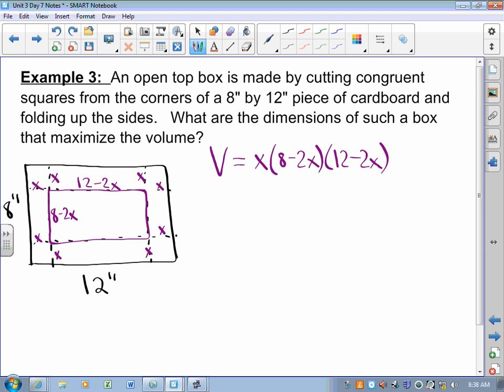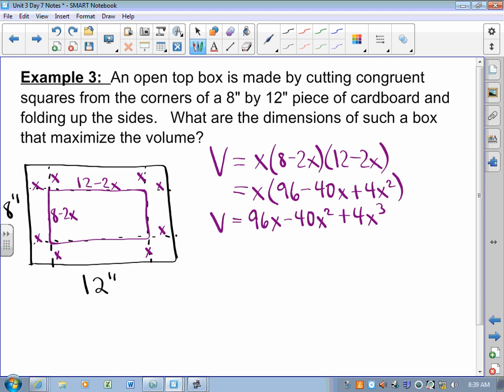The base of the box is going to be 8 minus 2x times 12 minus 2x, and the height, well, really the height of the box is what you get when you fold up the sides, and those sides all fold up a distance x. That is the volume of the box. So just a little bit of FOIL here. That's 96 minus 24x minus 16x is minus 40x plus 4x squared. So volume is 96x minus 40x squared plus 4x cubed. How am I doing? That seems reasonable.